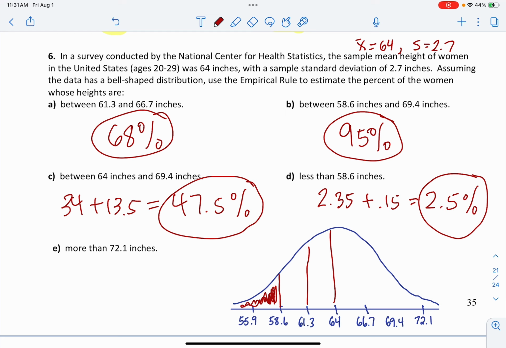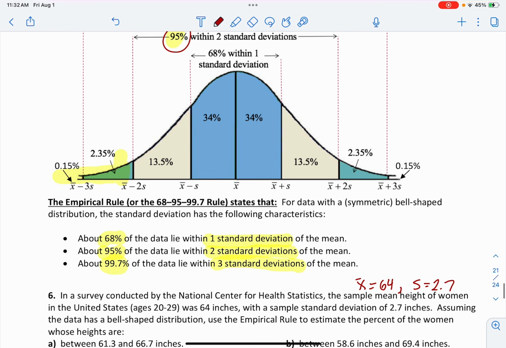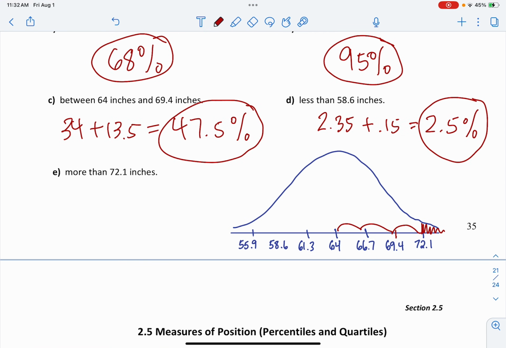Okay, we have one more, which is more than 72.1. Okay, so the more than 72.1, uh-oh, didn't want to remove the whole thing. There we go. It will be way to the right over there, this little sliver. And then how many standard deviations? That's the 1, 2, 3. So it's to the right of 3 standard deviations. It's really just this little sliver in here, which is that percentage right there, and that's it. So that would be 0.15%.